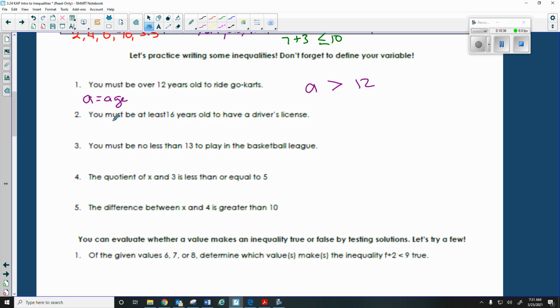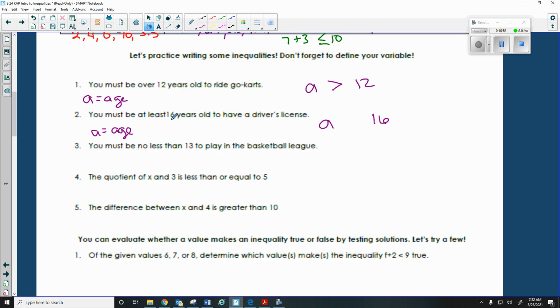Okay, number 2, you must be at least 16 years old to drive and have a driver's license. We talked about this one already. Again, the thing that's going to vary, the thing that's going to change is my age. It's going to be different depending on each person. I'm comparing that to what number? I'm looking for a number. I'm going to compare it to 16.